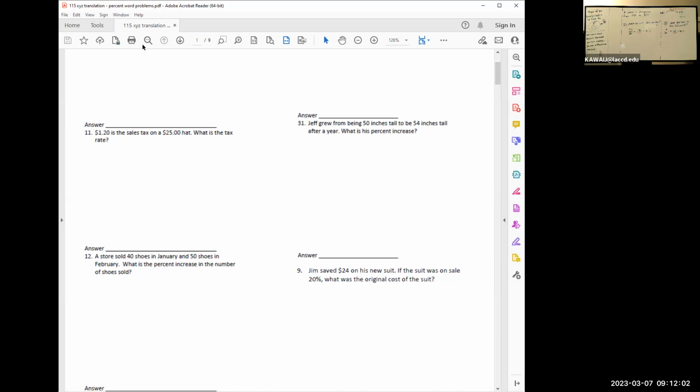So the sales tax rate, okay, I want to know what the sales tax rate is. So the amount of tax I'm paying is $1.20. So it's not asking what percent difference did I pay for the hat? It's just asking like, hey, $1.20 out of $25 is how much money? So this would be 1.2 divided by 25 is equal to 0.048 is equal to 4.8%.